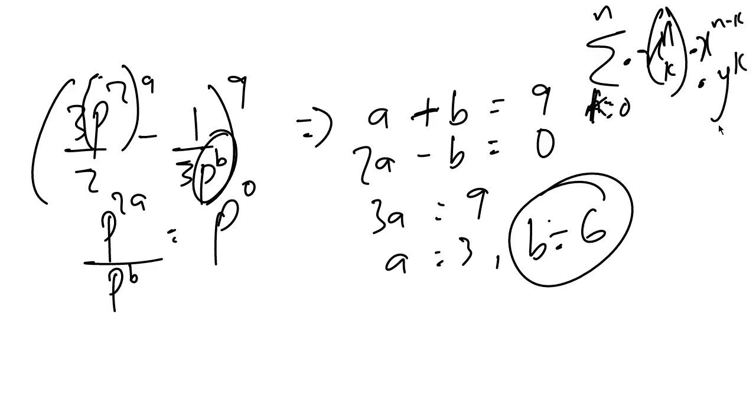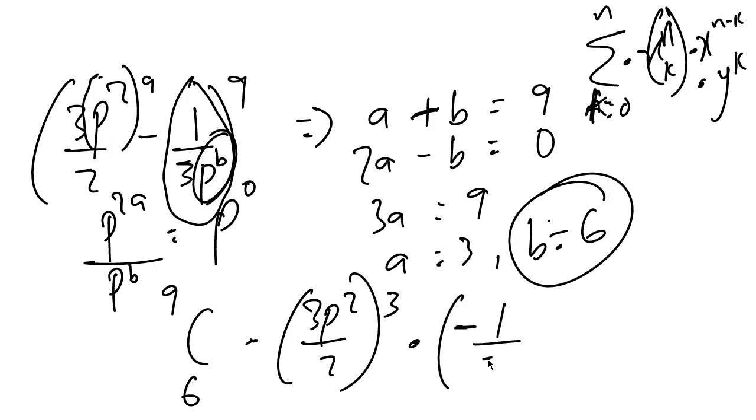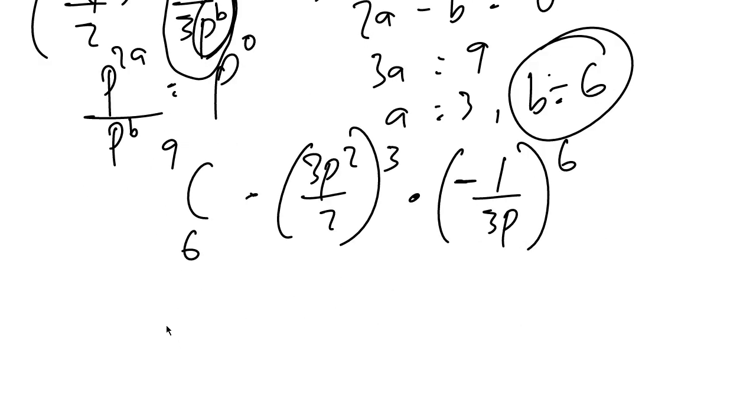Y to the power k. So the value on the right-hand side gives b equal to 6, which is equal to k. So what you can simply do is 9 combination 6, 3p squared over 2 to the power 3, multiplied by negative 1 over 3p to the power 6. Very simple. 9 combination 6, we don't have to bother with yet.